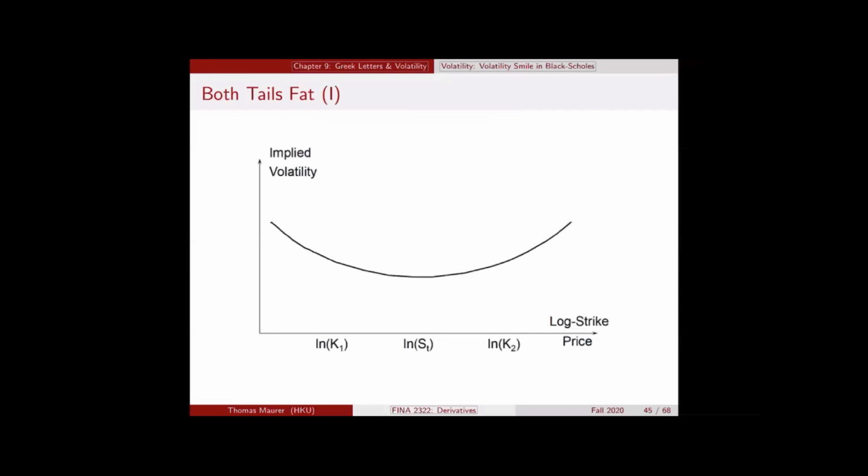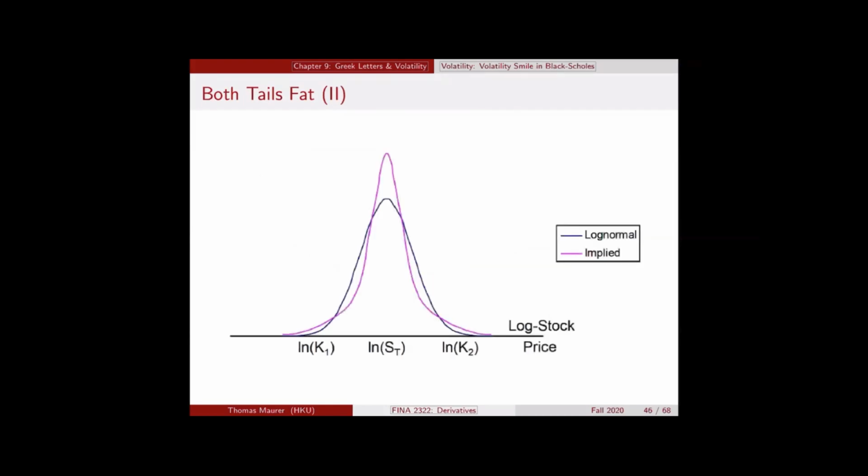This example illustrates that if you have a volatility smile where implied volatilities are higher in the left and the right tail than at the money, this implies that the actual risk neutral probability distribution function of the underlying asset has to have fatter tails, on the left and on the right hand side, than a normal distribution with a volatility equal to the at-the-money implied volatility.